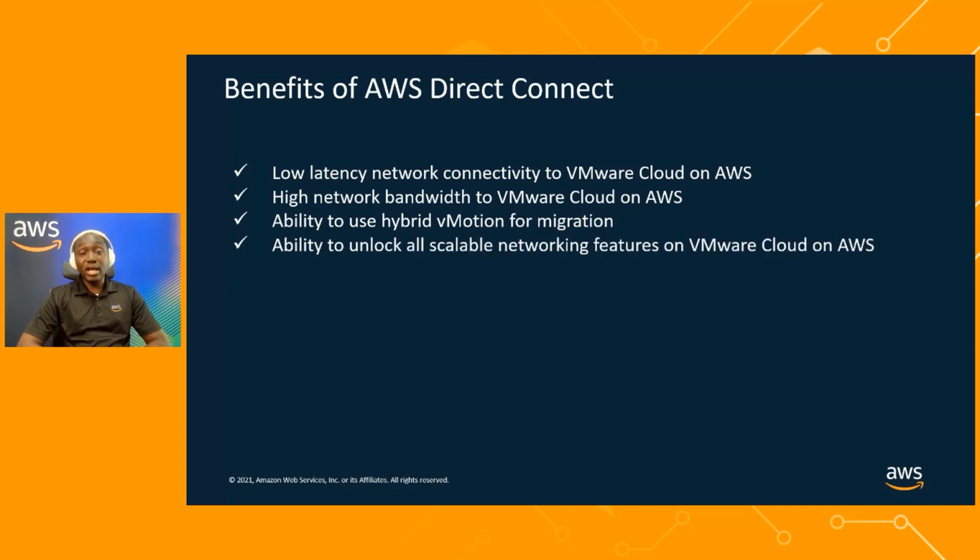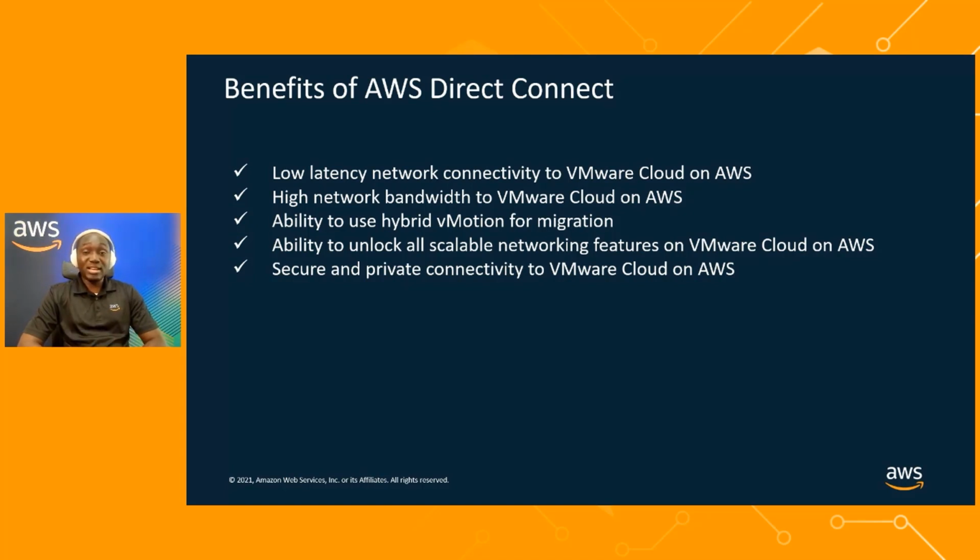You also have the ability to unlock all the scalable networking features on VMware Cloud on AWS if you use Direct Connect, just like we are shortly going to demonstrate to you. Then finally, you can have secure private connectivity to VMware Cloud on AWS. So these are some benefits to you as customers and partners if you decide to use AWS Direct Connect to connect your environment in a hybrid model to VMware Cloud on AWS.